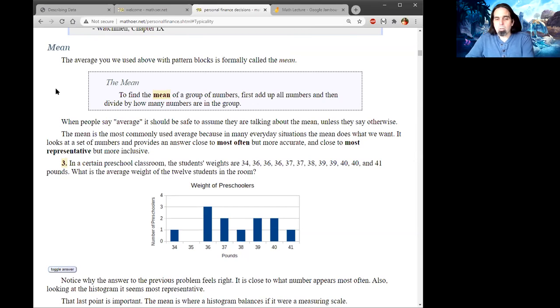The mean is the most commonly used one because in most everyday situations, it does what we want an average to do. We want to avoid the ambiguity and have a number that is similar to all three of these: most often, most representative, and where it balances on a scale. And the mean often does that.